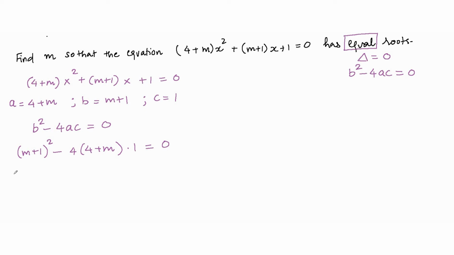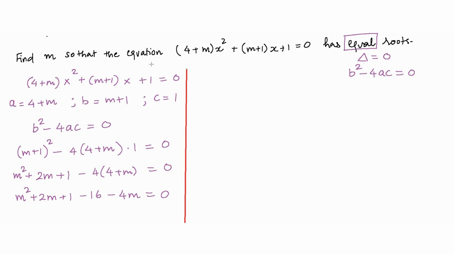Now if I expand (a plus b) the whole square, it becomes a square plus 2ab plus b square. So m square plus 2m plus 1 minus 4 into (4 plus m) is equal to 0, which means m square plus 2m plus 1 minus 16 minus 4m equals 0. Now I can combine the like terms on the left hand side. So it becomes m square minus 2m minus 15 is equal to 0.